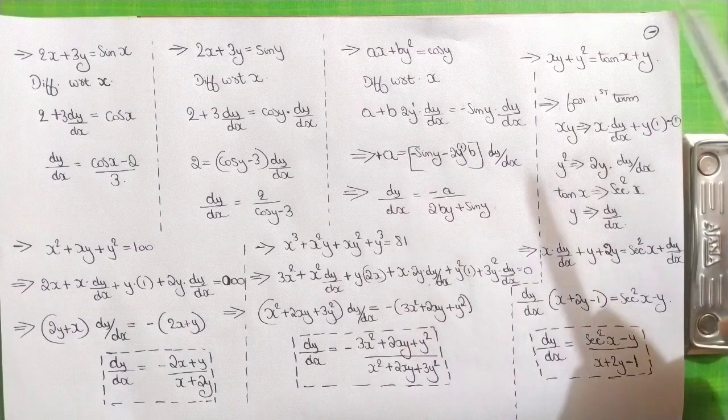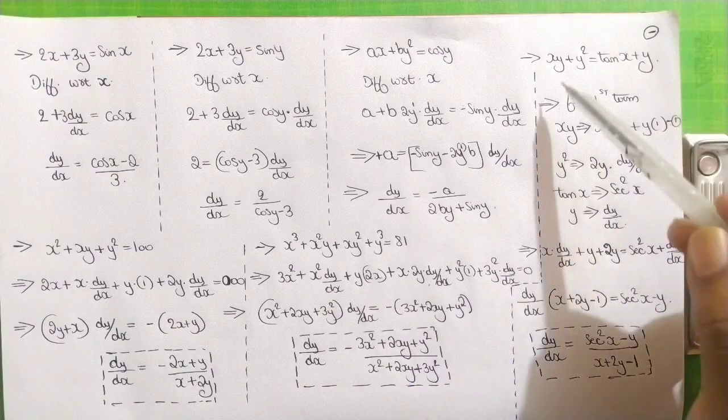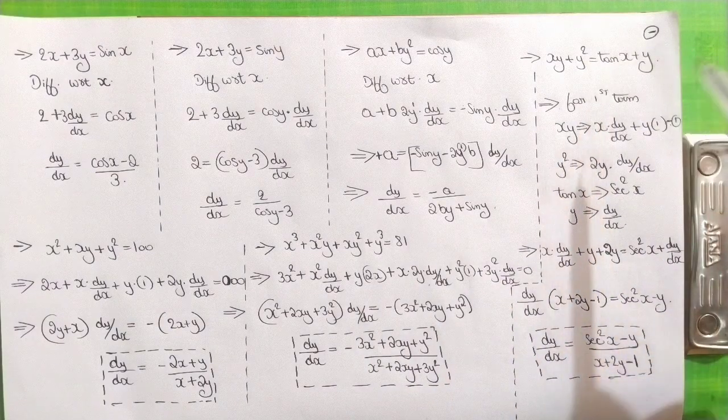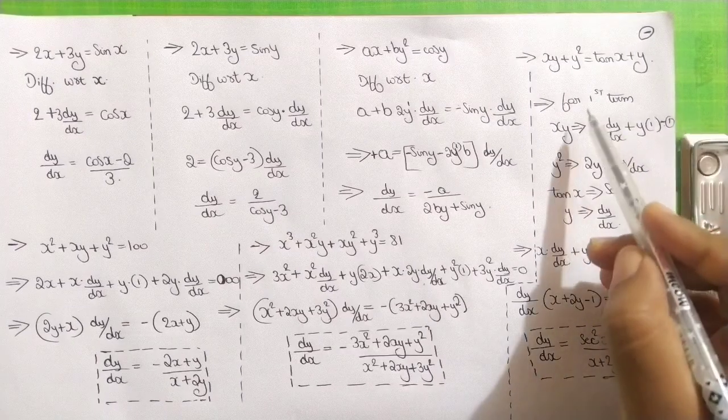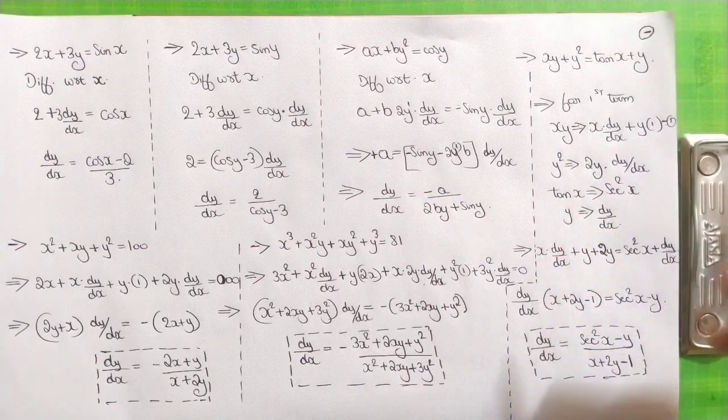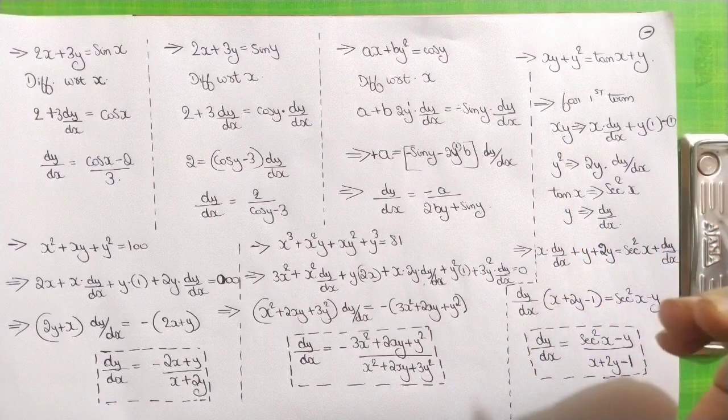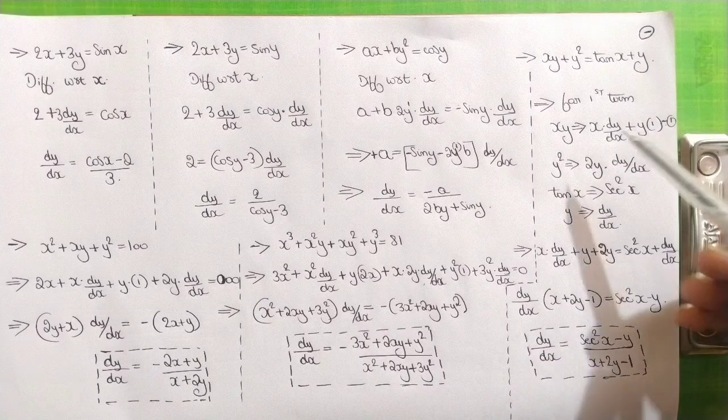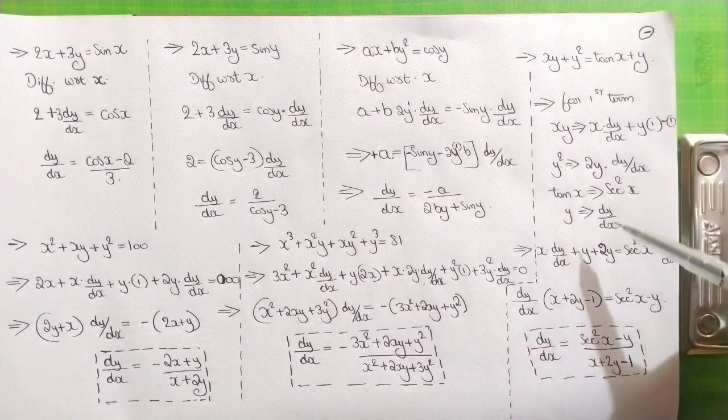This is so simple. Now coming back to this problem, here xy plus y square is equal to tan x plus y. Now for the first term, there is a concept of product rule here, so for your understanding I have divided the things term wise.